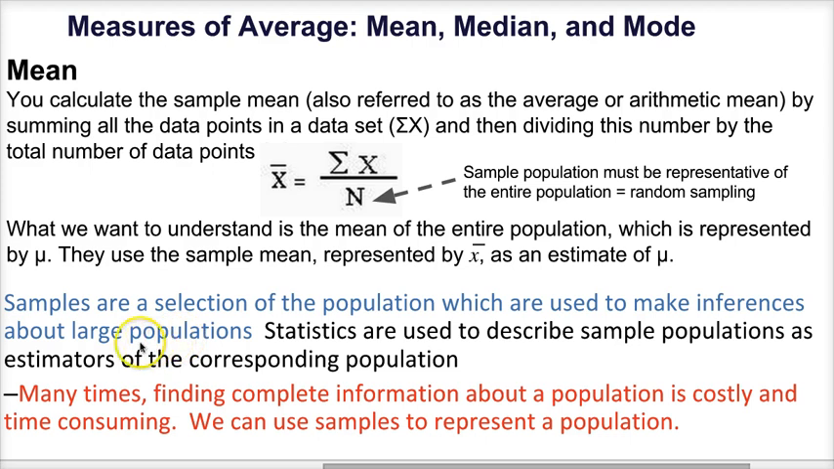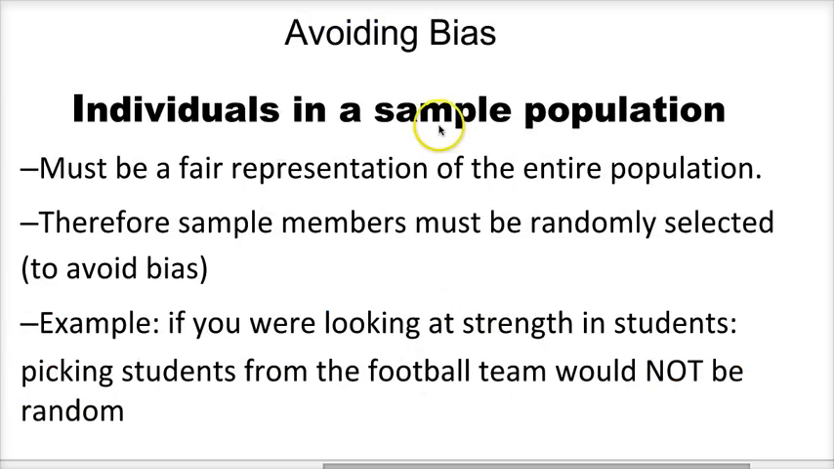Samples are a selection of the population which are used to make inferences about large populations. This is important. So these averages that we're getting help us make inferences or understanding about the large population. We can't find the entire population, the real population, because it's just too costly and time consuming, but we can use samples. That's very important that you get that. So individuals in a sample must be a fair representation of the entire population. You have to pick samples by random sampling, so that you get a true understanding of what the population is. Therefore, sample members must be randomly selected to avoid bias.